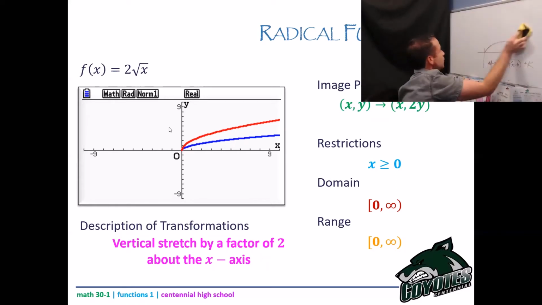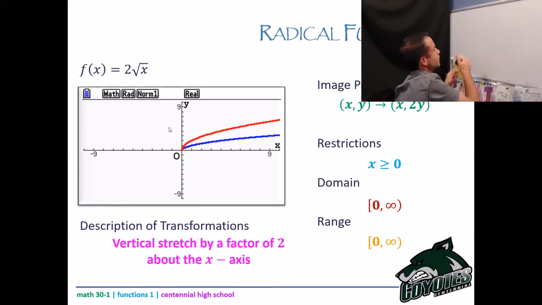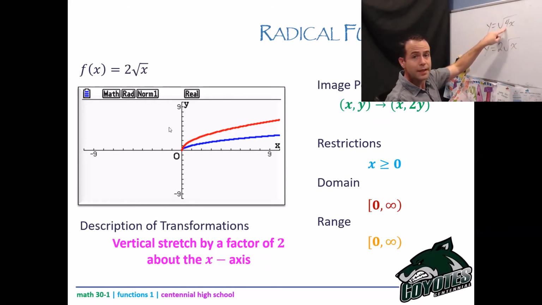I gave you y equals the root of 4x the first time, and I gave you y equals 2 root x the second time. So this one was a horizontal stretch of 1/4 according to my transformational stuff. This one was a vertical stretch of 2. But what I want you to see is mathematically, these are the exact same thing because the root of 4 is 2. I can take the 4 out and make it a 2, okay?